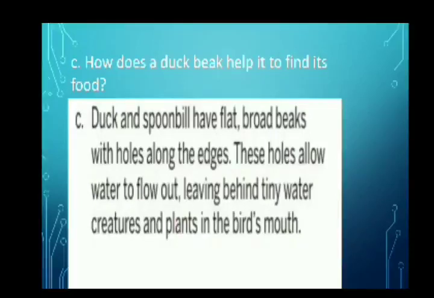Answer. Duck and spoonbill have flat, broad beaks with holes along the edges. These holes allow water to flow out, leaving behind tiny water creatures and plants in the bird's mouth.